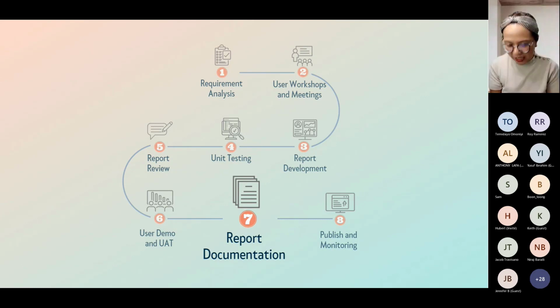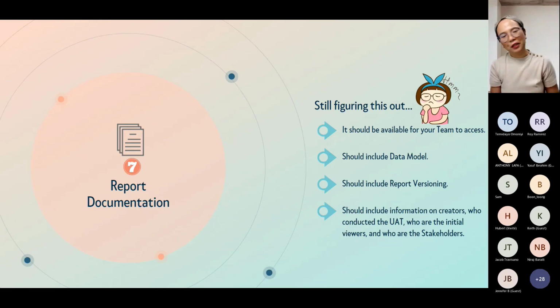So let's say it already passed. Your key user said, yes, Jocelyn, this is good, I want to have it in production. If your user said that, then you're good to go. But before you publish it, ensure that you do report documentation. I am still figuring this out.